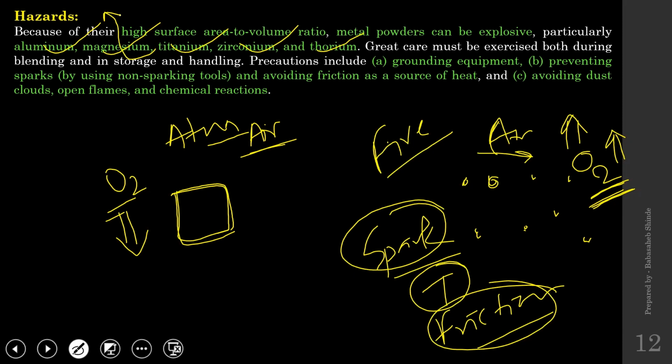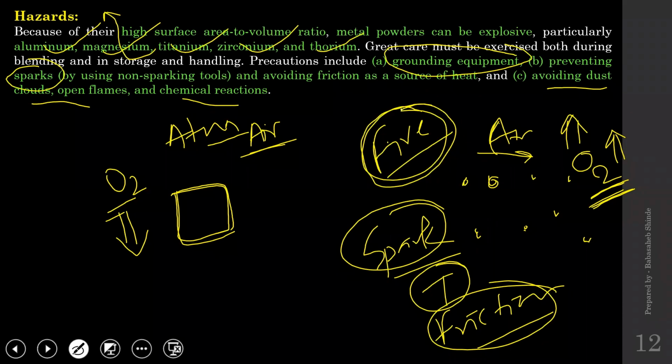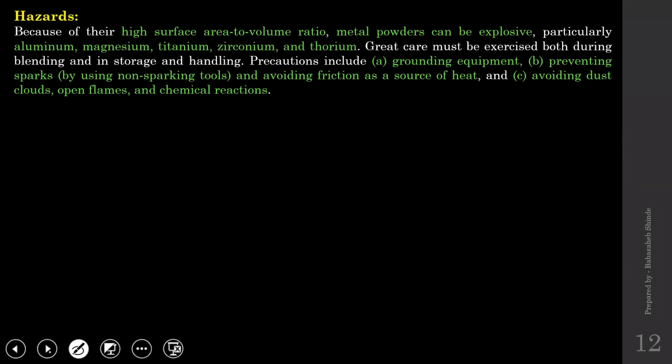So while handling these materials, care has to be taken to avoid this fire. What care has to be taken? Grounding all the equipment used for metal powder processing, then preventing sparks, so there should not be friction or impact between two metal parts. And last, avoiding dust clouds, open flames, and chemical reactions. If any of these is there, there is going to be a huge fire that is completely uncontrollable. That hazard is associated with these specific metal powders.